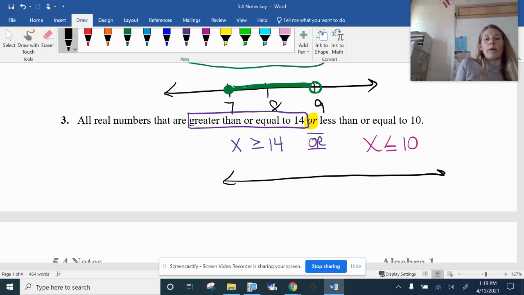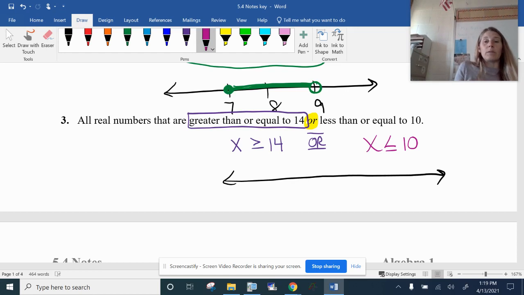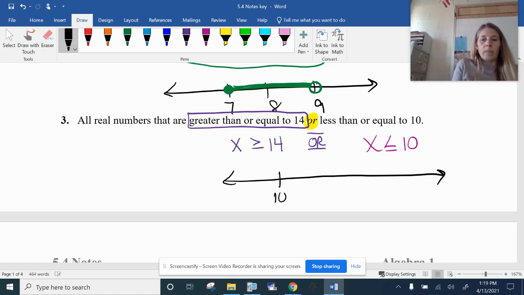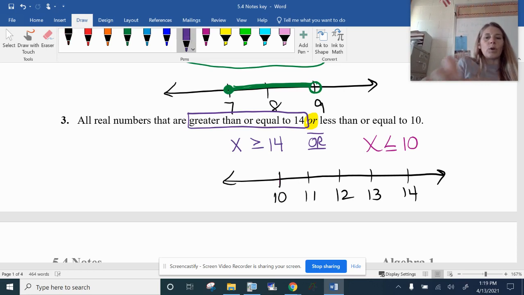Then I know that when I graph this, this time they may not be the smaller number on the left. So you're just going to make sure you have a 10 and a 14 on your number line. So here's my 10. Then I'm going to go in order 11, 12, 13, and 14. So the first inequality I had was X is greater than or equal to 14. So that'd be a closed circle at the 14 going to the right. My second inequality was a closed circle at the 10 going to the left.